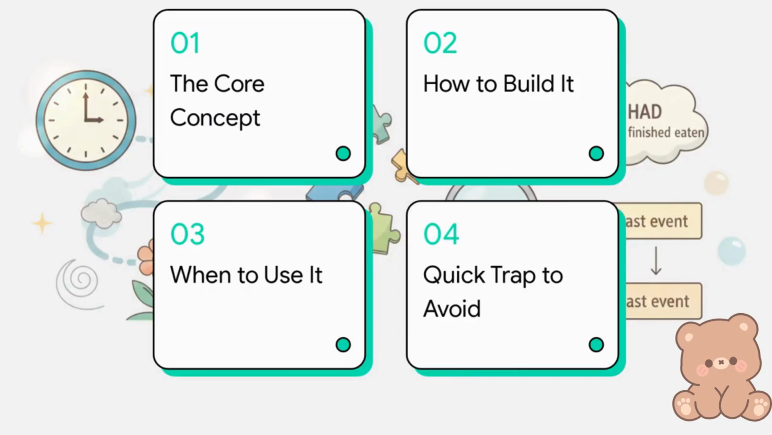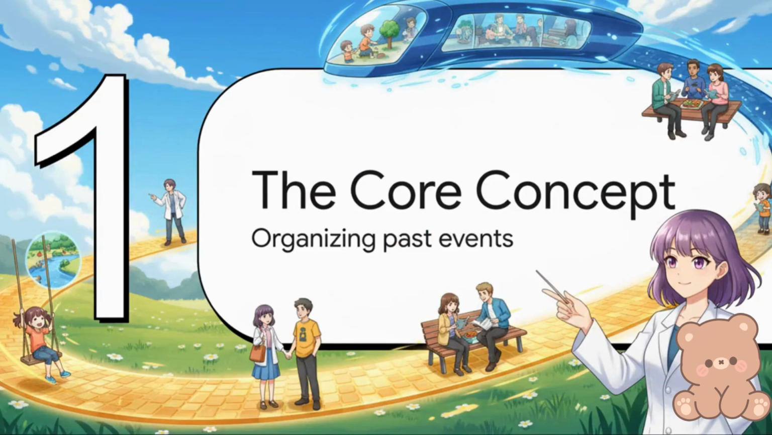All right, let's dive right in. Today's explainer covers 4 key things: the core concept, building the tense, exactly when to use it, and finally, we'll tackle the infamous had trap. Section 1. The core concept, organizing 2 past events.